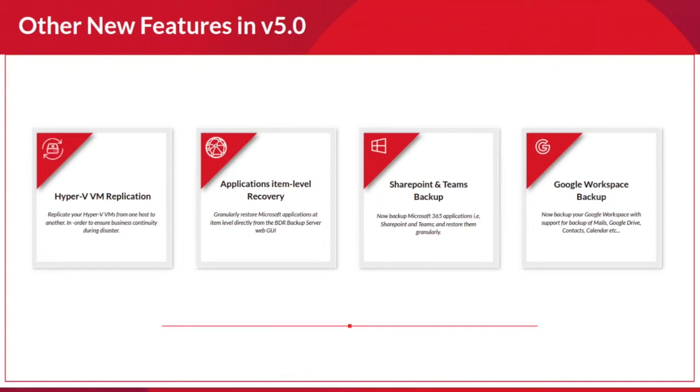Then we have backup for Google Workspace. If you want to back up Google Workspace items like mailbox, contacts, calendars, and files and folders from Google Drive, you can take a backup and store this backup data onto the on-premise server or directly to the Vembu cloud. So these are the major features that are coming in version 5.0.